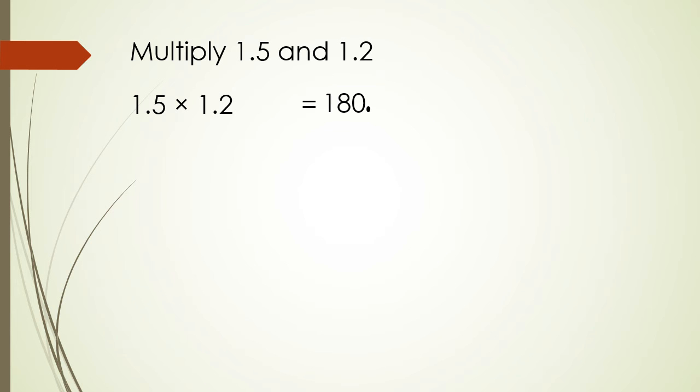Now in 1.5, after the decimal point we have 1 digit. Similarly in 1.2, after the decimal point we have 1 digit. So add the number of digits. 1 plus 1 is equal to 2. So we want to move the decimal point 2 places from the right. So move it 1, 2, and we get the final answer. That is, 1.5 into 1.2 is equal to 1.80 or 1.8. Both are the same. 1.80 is the same as 1.8.